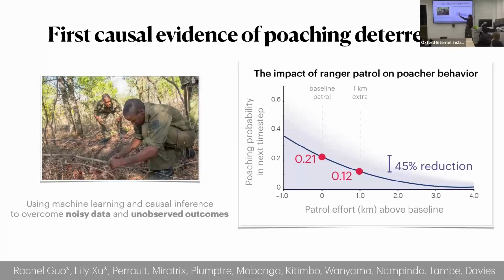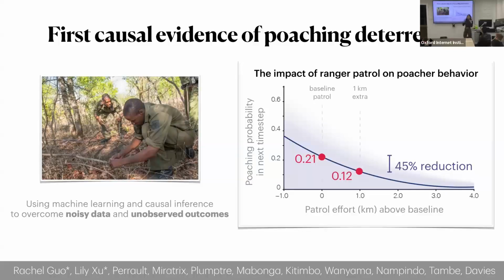So what we find is that a typical site in Murchison Falls has about a 21% probability of poaching. And then when rangers patrol an additional kilometer during our field test, the probability of poaching in the subsequent month declined to about 12%. So that's about a 45% reduction in poaching probability, which we believe is very significant. And we're excited about this outcome because we believe that it could be used to help justify to potential funders or policymakers that indeed ranger patrols are important. We need more of it.